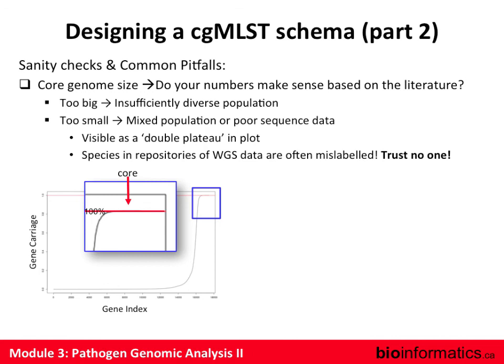What can happen sometimes is that if you have genomes that you're looking at that are not from the same species, you're going to lose a lot of genes. If I'm looking at a lot of Salmonellas and I include some E. coli, the shared core of E. coli and Salmonella is smaller than the Salmonella-only core. So contaminants will reduce the core size.